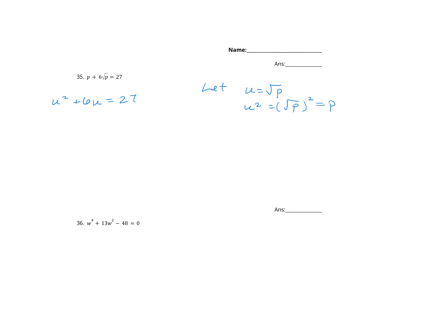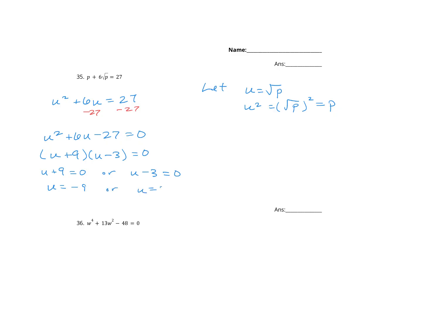First step is to bring that 27 over to the other side. So this is u squared plus 6u minus 27 equals 0. It's going to factor as u plus 9 and u minus 3 equal to 0. Two numbers that multiply to make negative 27 and add up to 6. So either u plus 9 is equal to 0, or u minus 3 equals 0. So u is negative 9, or u is equal to 3.